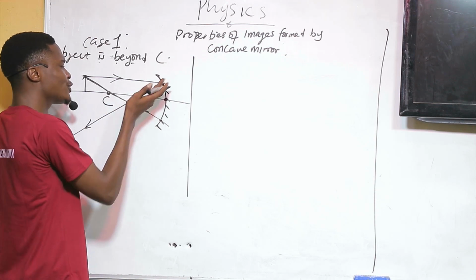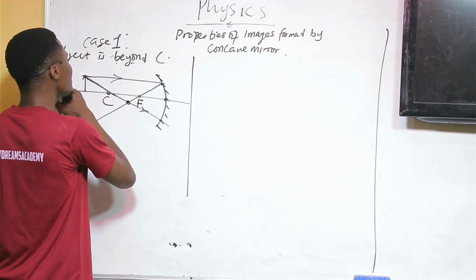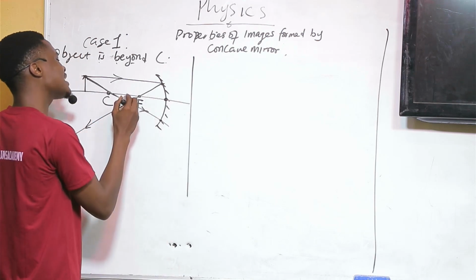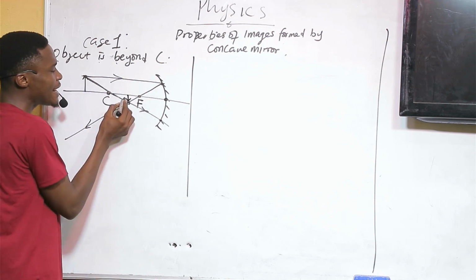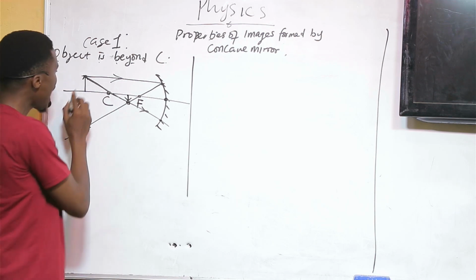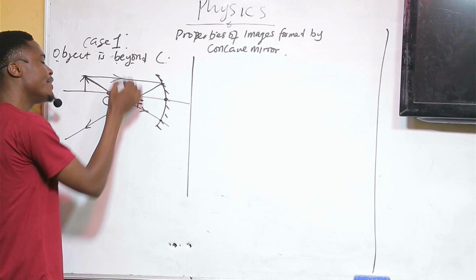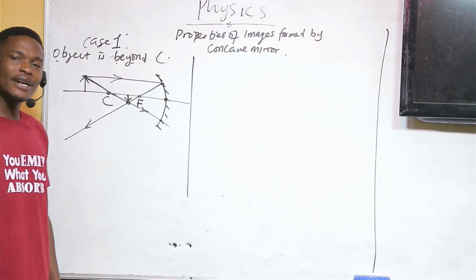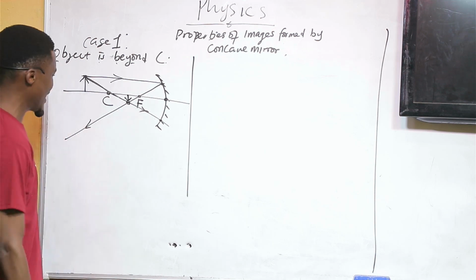Now look at this. If you notice, the two lines intersected below the principal axis. And because they intersected below the principal axis, our image will be pointing down. So look at the arrowhead of the image pointing down, and the arrowhead of the object here pointing up. Why is it pointing down? Because they intersected below the principal axis.